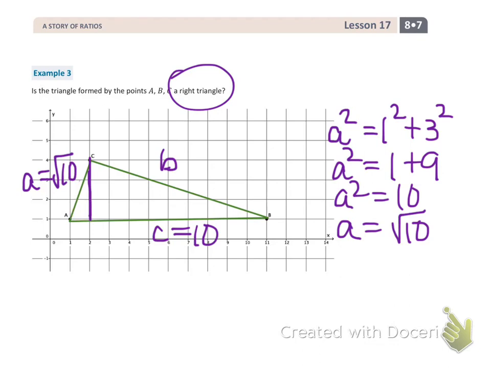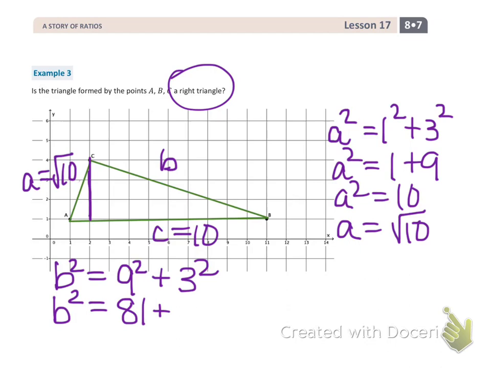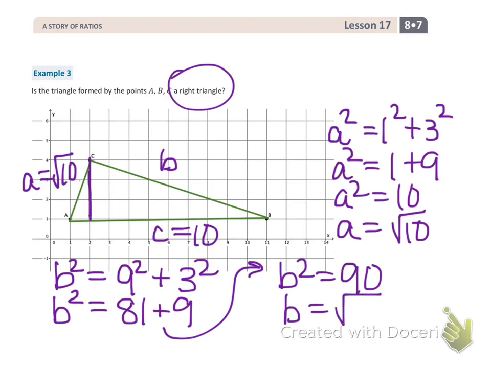So B squared is equal to 9 squared plus 3 squared, or B squared is equal to 81 plus 9. So B squared is 90. So B is equal to the square root of 90, by taking the square root of both sides. So now I know all three sides to that. B is equal to the square root of 90.